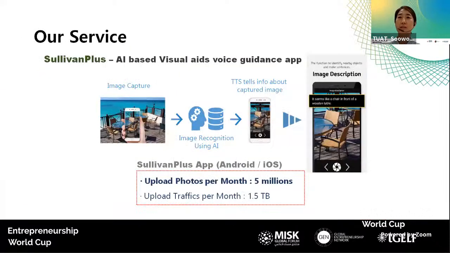Our service, Sullivan Plus, is an AI-based visual aid voice guidance app. When the visually impaired take a picture with a smartphone, AI recognizes it and announces the result by voice. This app is currently used by 150,000 visually impaired people around the world. Every month, 5 million photos and 1.5 terabytes of data are being uploaded to the cloud.